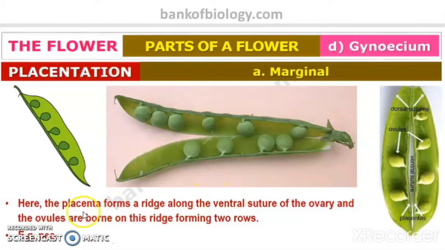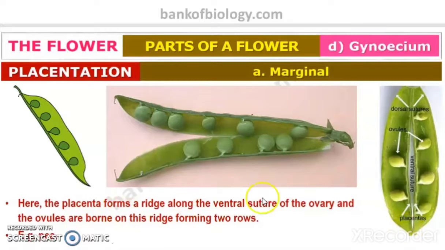So here the placenta forms a ridge along the ventral suture, which is nothing but the junction of the 2 parts. So this is the ridge, right? So the placenta will form a ridge along the ventral suture. So this is the ventral portion and this is the dorsal portion, right? The inner portion of the ovary is the dorsal suture, and the outer junction portion is the ventral suture.